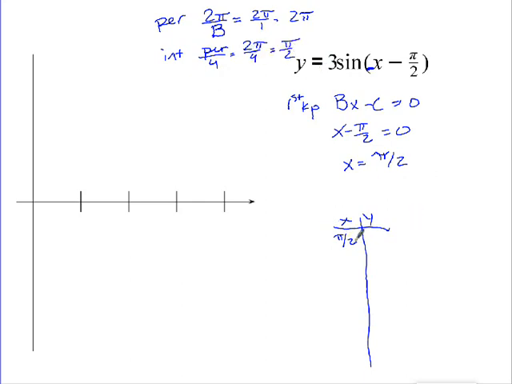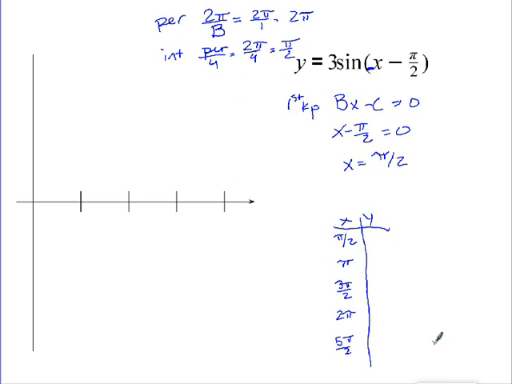So I'm starting at pi over 2, and every time I want another key point, I'm going to add pi over 2. Pi over 2 plus pi over 2 would be pi. Plus pi over 2 again, 3 pi over 2. Again, 2 pi. And one more time, 5 pi over 2. And I stop when I get 5 points: 1, 2, 3, 4, 5. So for sine, we need 5 points.